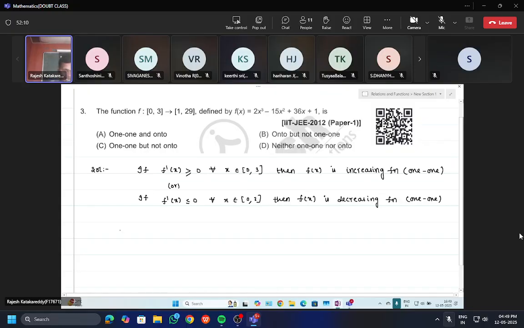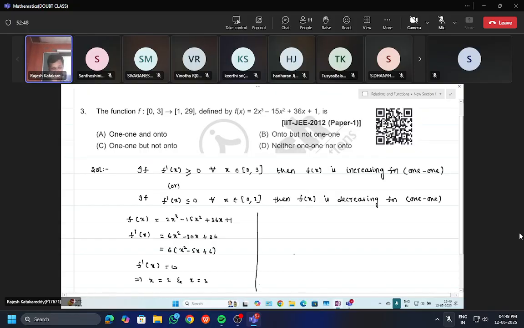Clear? Now we are differentiating the given function. The given function is f of x equals 2x cube minus 15 x square plus 36 x plus 1. Now we have f dash of x equals 6x square minus 30x plus 36. Taking 6 common, we have x square minus 5x plus 6. Equating f dash to 0, we get two values, x equals 2 and x equals 3.